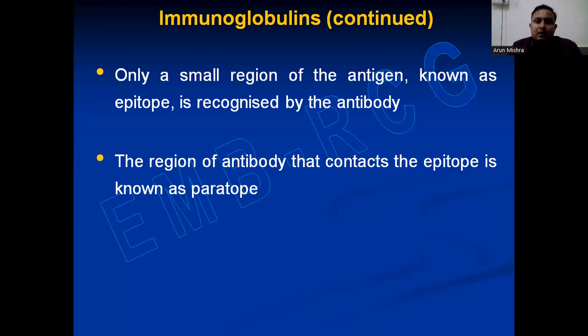In immunoglobulins, only a small region of the antigen known as the epitope is recognized by the antibody. The region of the antibody that contacts the epitope is known as a paratope. So the antigen has an epitope, which is an end of an antigen capable of binding to the antibody, and the part of the antibody which binds to the antigen or epitope is known as a paratope.